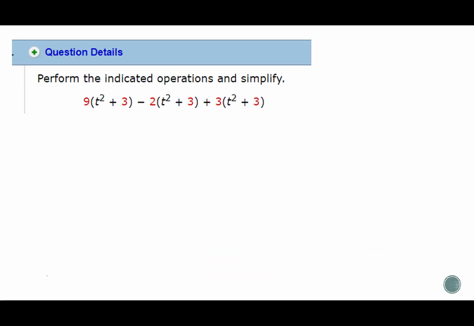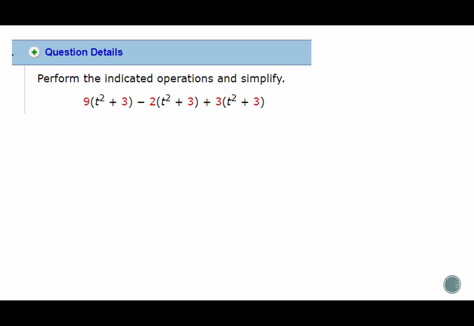Okay, our last question says perform the indicated operations and simplify. This homework problem is the hardest that you'll see with polynomials. We have 3 separate polynomials, but each one of them has a term on the outside of the parentheses. So we'll use distributive property to multiply first and then combine like terms.